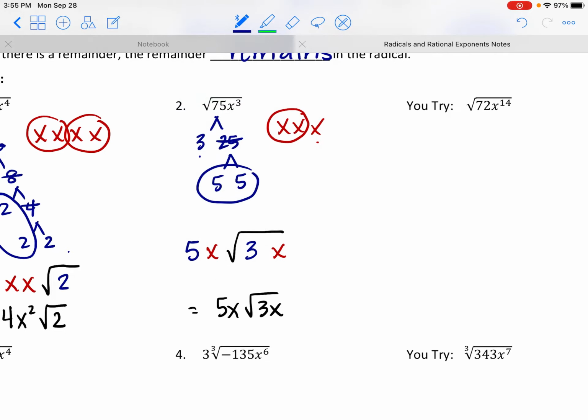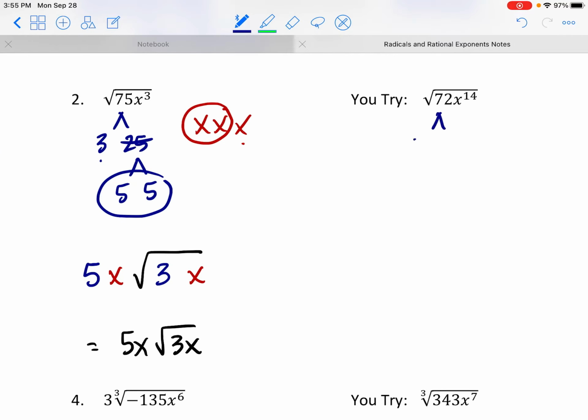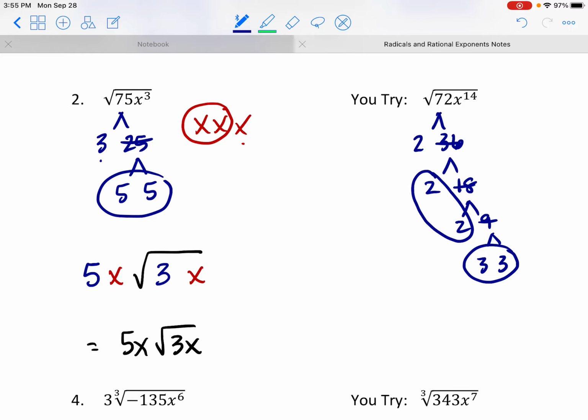Okay, I think if you've got a good handle on this, this would be a good place for you to pause the video and try this out. Otherwise, let's see. 72 is 2 times 36. Again, that's where I would stop. I know that 36 is going to make a 6 come out of that radical, but if you want to keep going, that's 2 times 18, that's 2 times 9, and then that's 3 times 3, so you're going to be able to take out a 3, and you're going to be able to take out a 2, and you're going to have a 2 left. So when you go to simplify this radical, again, you're going to take out a 2, you're going to take out a 3, and you're going to have a 2 left.